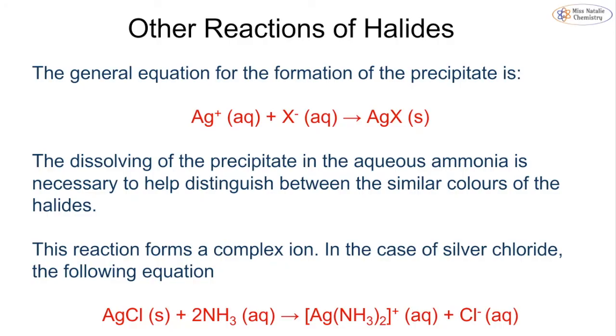And in this case, it's going to form something called a complex ion. Now, you will learn more about these in topic 17 of year 13. But what you can see is that we have the silver, in this case silver chloride, reacting with the ammonia, and the ammonia is going to take the place of the chloride and react with the silver, and we liberate the chloride ions.